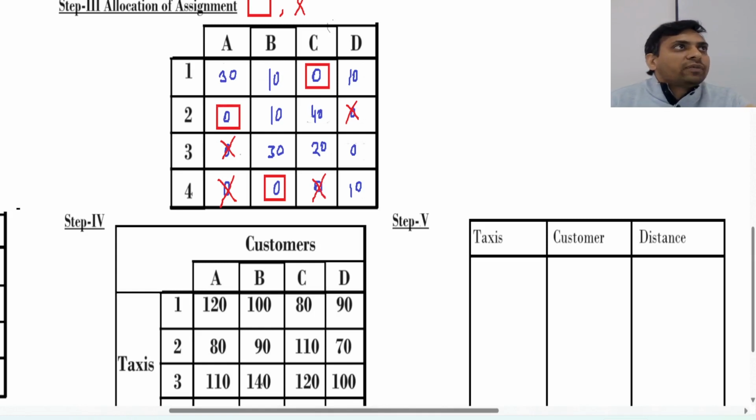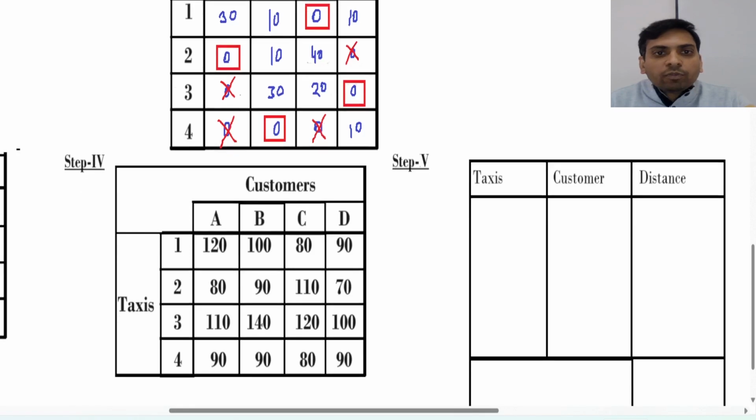You can consider it from the table, from the row or from the column, it doesn't matter. So now you will put a box on this single zero. Now no other zero is left. All the zeros are covered by either box assignment or by cross. So this is what? This is the allocation of assignment. Now next step, we will put all these allocations in the original table. So in this step we have this original table. Now we will put boxes on the original values.